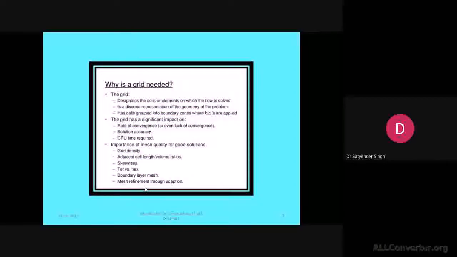Why is a grid actually needed? The grid designates the cell or element on which flow is actually solved. Grid is a discrete representation of the geometry of the problem and has cells grouped into boundary zones where boundary conditions are applied. You must understand that once you have created one computational domain, it must then be divided into small computational domains further to transfer the physics.